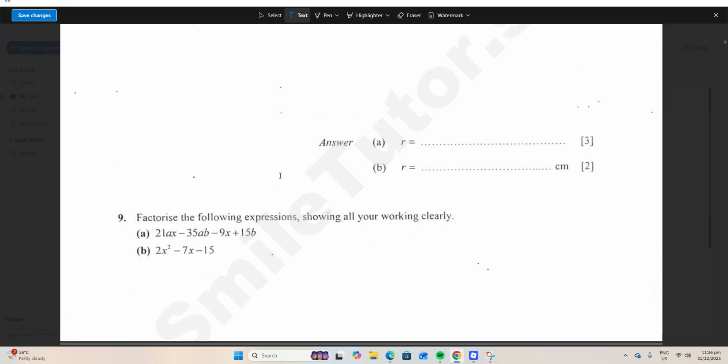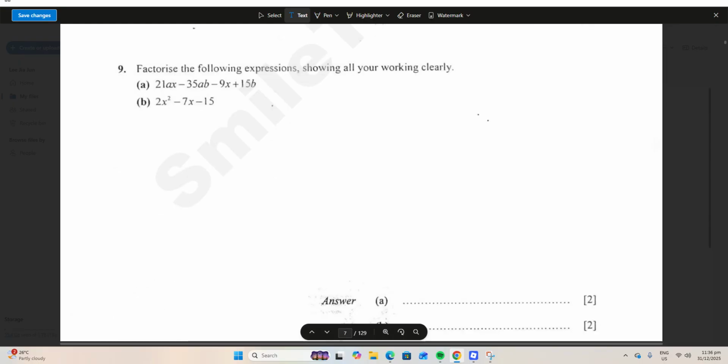Okay, let's move on. Factorize the following expression. Show your answer clearly. Okay, it doesn't really matter the order. In other words, you can bring this negative 35ab to the back and 15b, leave it. Then put a negative 9x to the front. It doesn't really matter, as long as you can factorize. So two different methods. You can just factorize it like that. It's much easier, fewer careless mistakes.